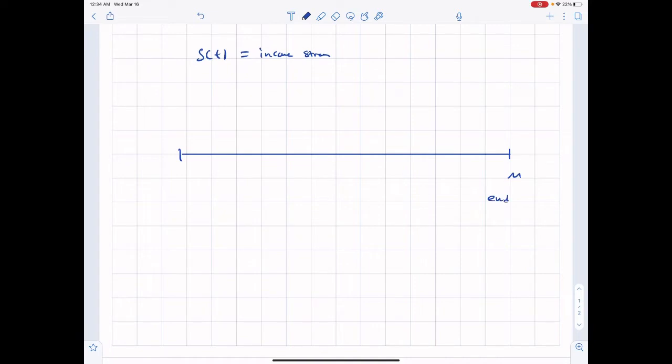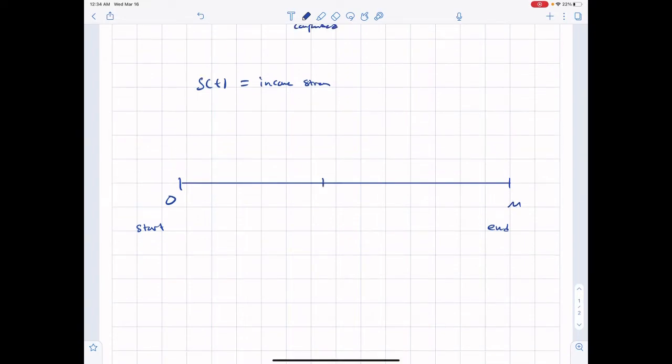This is the end, and we're going to call the start 0. And the idea is that as t goes between 0 and M, so this is some point t between 0 and M, S of t dollars comes in, and I invest it at this rate r. And how long do I invest it for? It's going to be M minus t years, again, usually measured in years. And so the idea is that as t goes from 0 to M, can I figure out how much money I make in total? And the way I'm going to do that is with an integral.